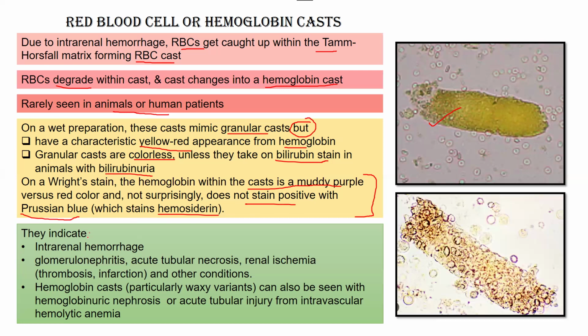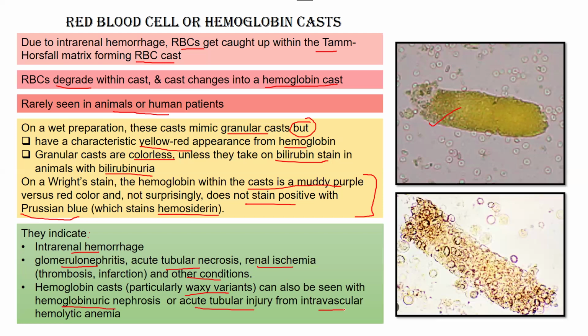Next, what do these red blood cell casts indicate? Basically, they indicate any intrarenal hemorrhage, that there is bleeding happening, glomerulonephritis conditions, acute tubular necrosis, renal ischemia, and many other conditions. Also, hemoglobin casts, particularly their waxy variants. What are waxy variants? You will see in the waxy cast slide later on. But hemoglobin casts are also seen with hemoglobinuric nephrosis or acute tubular injury from intravascular hemolytic anemia.